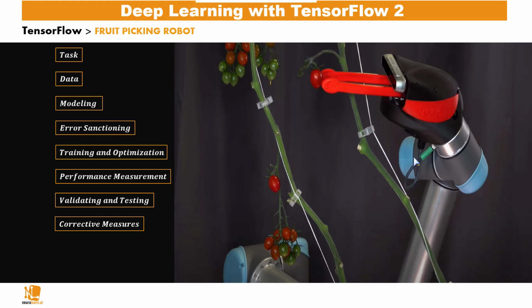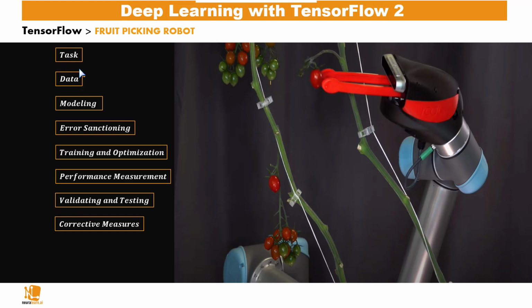But before looking at that, we have to recall that we're working on a machine learning project, and every machine learning project has some sort of development life cycle where we go from the task right up to the corrective measures. Here we have the task, the data, that's data collection, preparation, treatment, the modeling, error sanctioning, training optimization, performance measurement, validating and testing, and finally corrective measures. So we're going to go through all the steps.